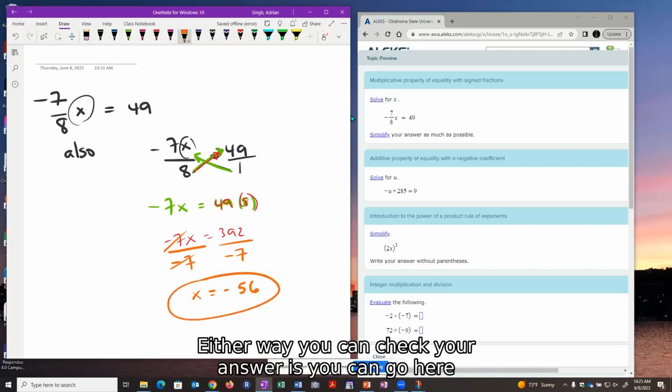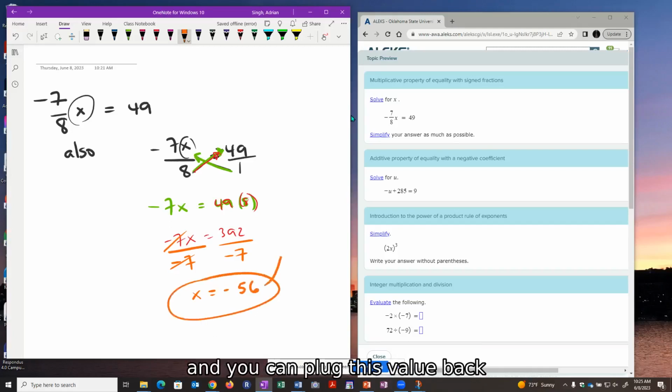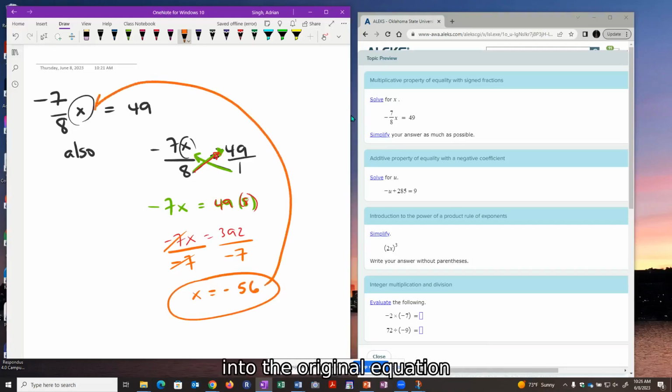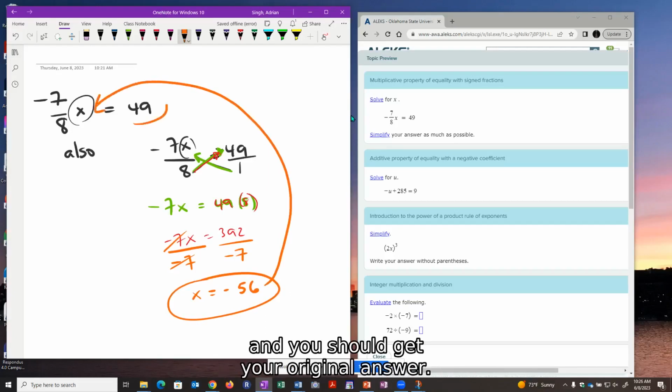And the way you can check your answer is you can plug this value back into the original equation, and you should get your original answer.